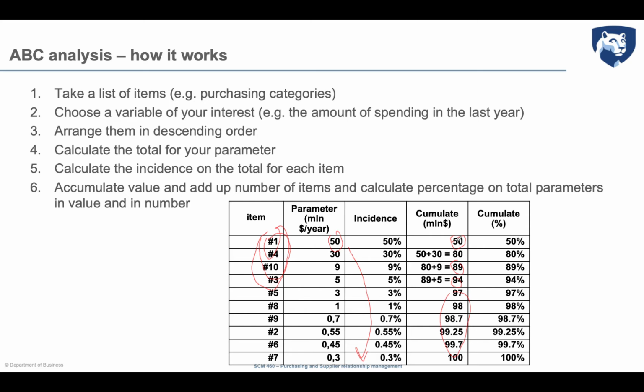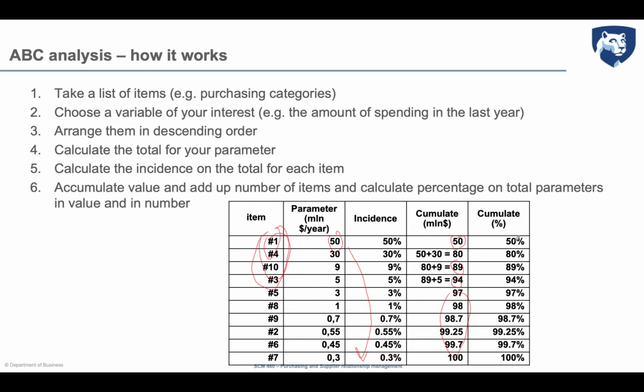You can see that as far as you progress from the largest to the smallest, the increase to arrive to 100 is even smaller. From here to here is 30, from here to here is 9, then 5, then 3, 1, 0.7, 0.55, 0.45, and 0.3. This is well reflected if instead of calculating the cumulative absolute value, you calculate the cumulative percentage value.